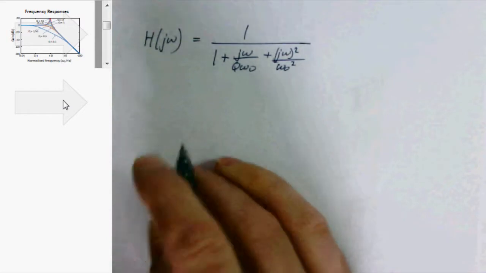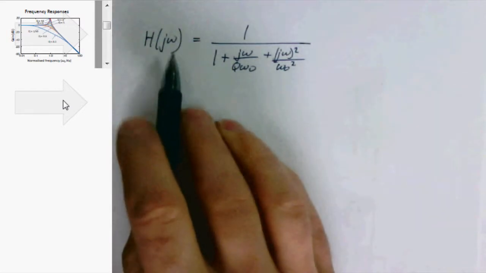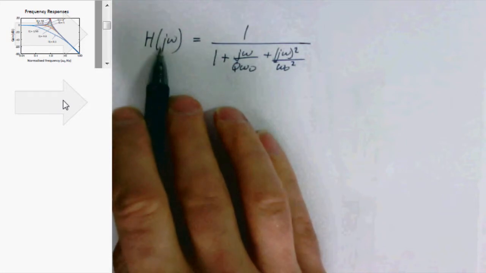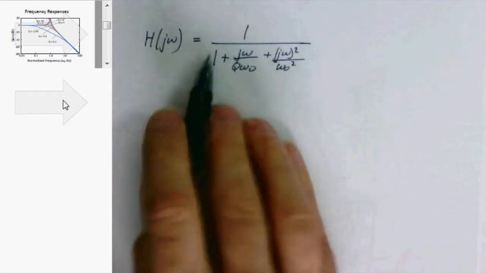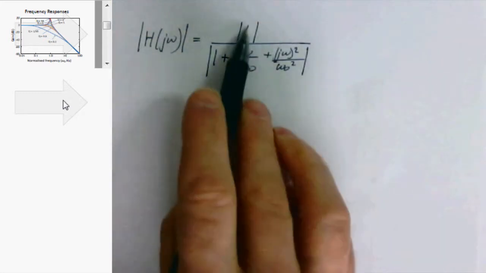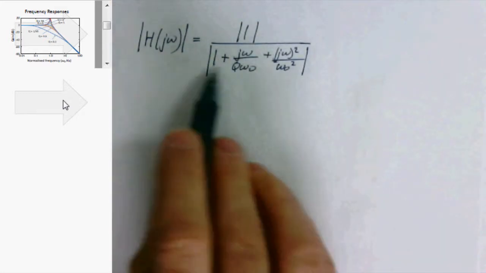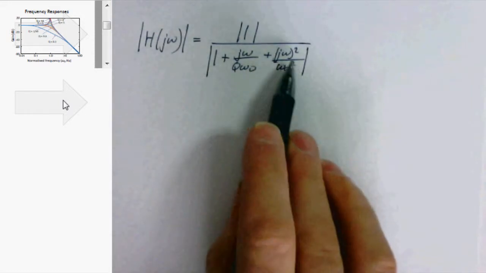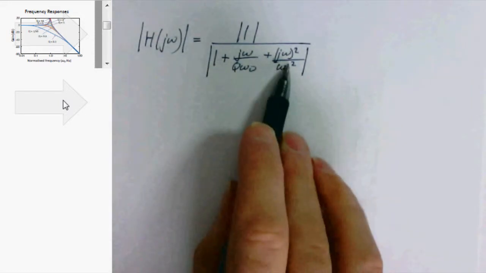Right, if we want to know the maximum value of the gain, then we're interested in the magnitude of the frequency response. We're not so concerned about its phase at the moment. So let's just worry about the magnitude. The magnitude of 1 is just 1. The magnitude of this is going to be varying with frequency, and that is what will give us the peak.